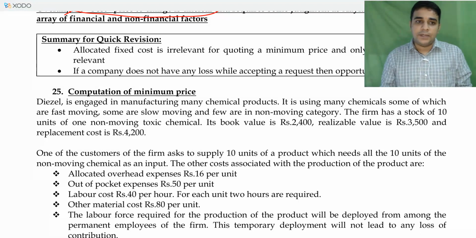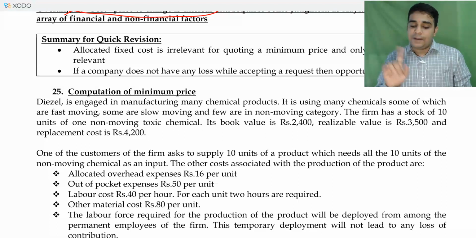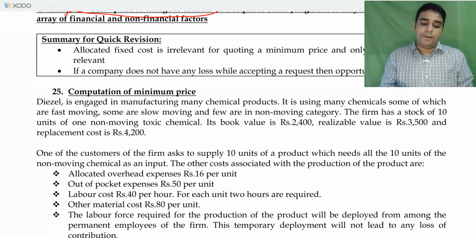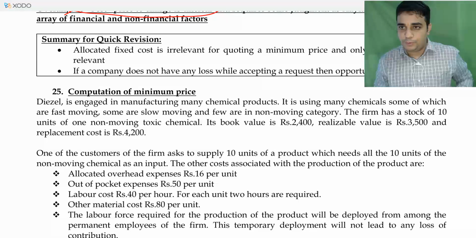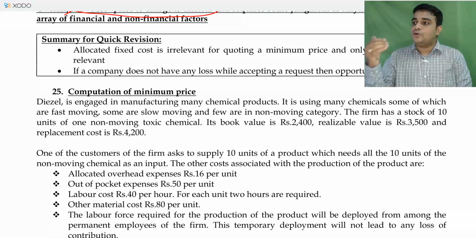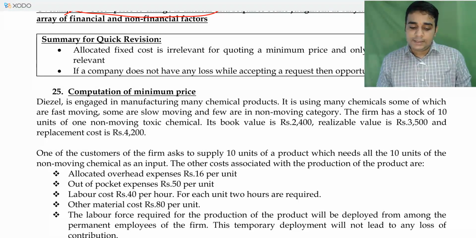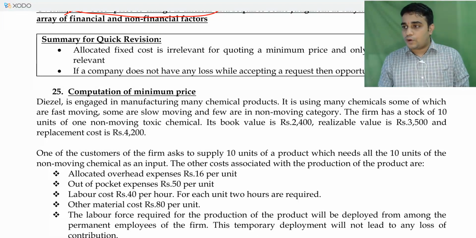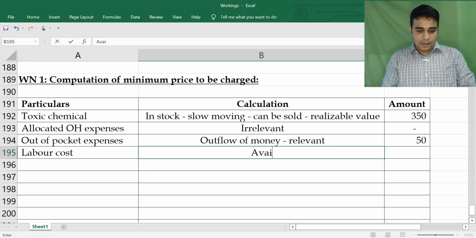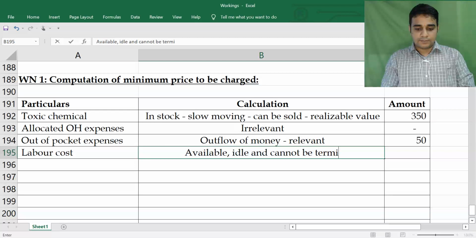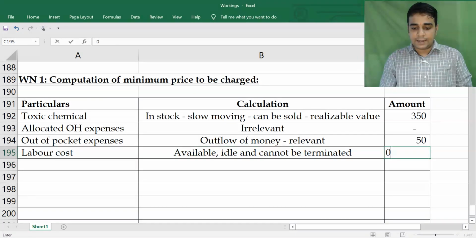So cannot be terminated. Why it is idle is, if they were busy, a temporary deployment will lead to loss of contribution. But the temporary deployment will not lead to any loss of contribution. So available, idle and cannot be terminated.